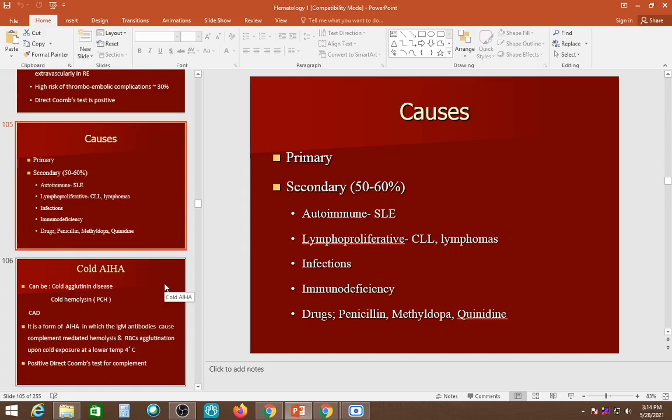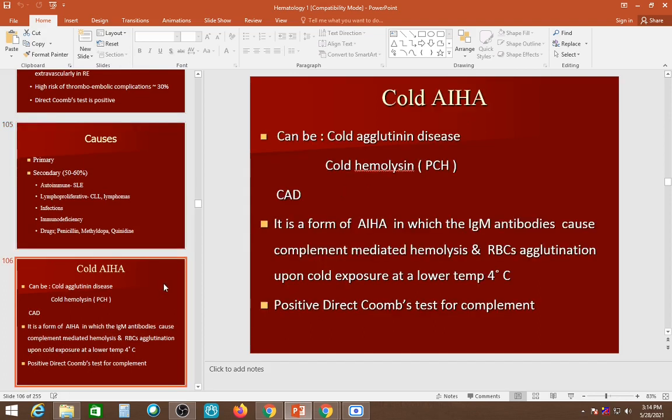Again, AIHA can be classified according to the temperature at which the antibody is active. We have warm and cold. Cold AIHA we subdivide into cold agglutinin disease or cold hemolysin disease. This cold hemolysin disease is also called PCH, paroxysmal cold hemoglobinuria. Don't mistake this with paroxysmal nocturnal hemoglobinuria, okay?